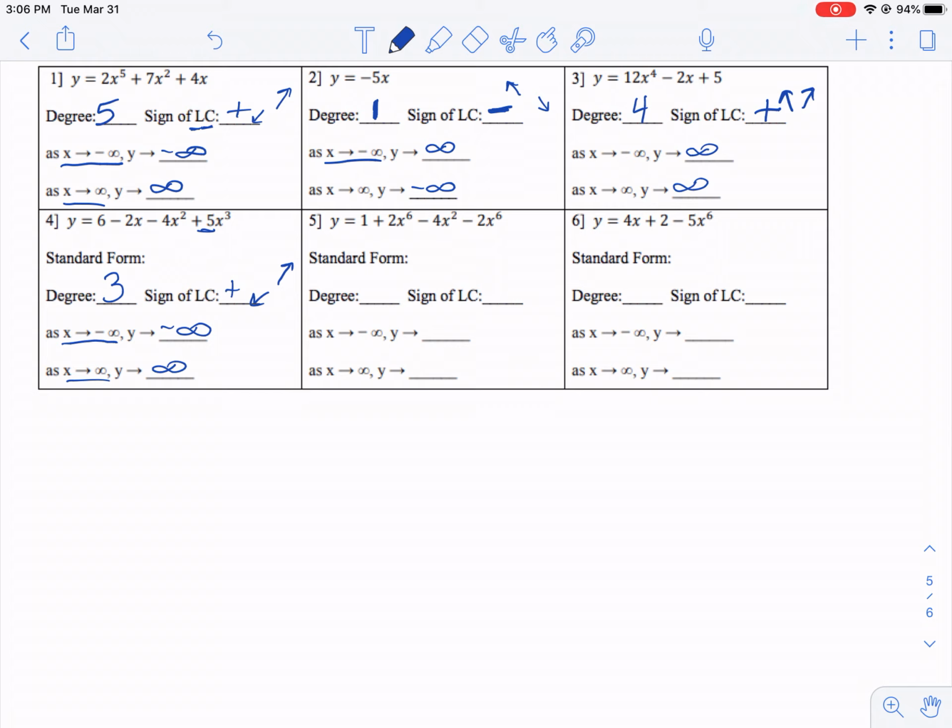Alright, number 5. Ooh, this one's a tricky one. Let's go ahead and write it in standard form. If I combine like terms, my x to the 6 goes away, so I'm left with negative 4x squared plus 1, making my degree 2, and my leading coefficient negative. Because it's an even degree, my tails match. Because it's negative, they both go down. So both of these go to negative infinity without even having to think about it. Alright, this one, the degree is 6. The sign of your leading coefficient is negative. That means the tails match. They go down both times.